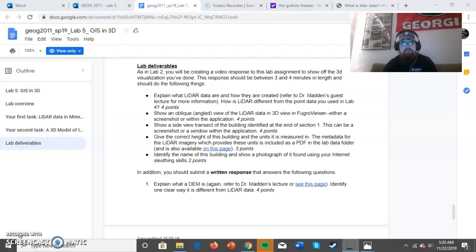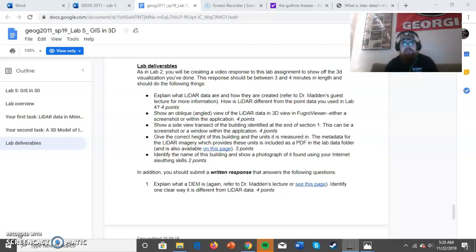For these lab deliverables, I'll be going over some of the explanation behind LiDAR data, how it's created, and how it's different from Lab 4. I'll also be going over some of the different 3D visuals I created in FugroViewer, also utilizing the profile view of an unknown building. I'm going to give you the correct height of the building itself. I'm also going to give you the name of the building.